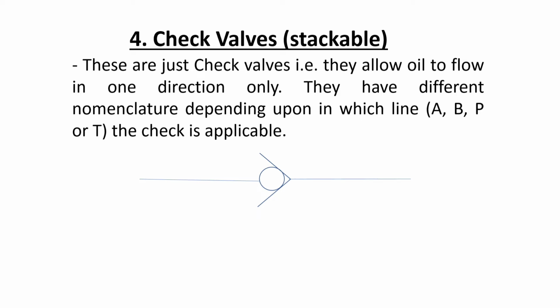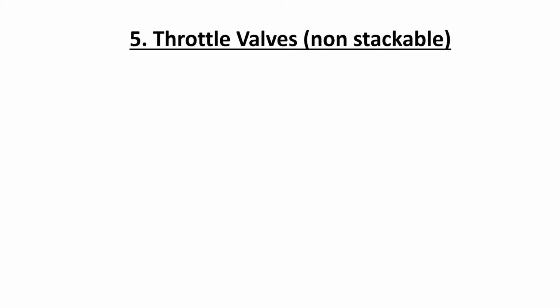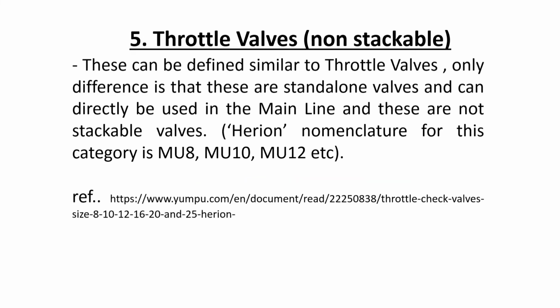Similarly, you have got check valves. This is a symbol of a check valve. These are just check valves that allow the flow in one direction only. They have different nomenclature depending upon which line, A, B, P or T, the check is applicable to. So it will be only a one-direction valve. The oil will not come back.